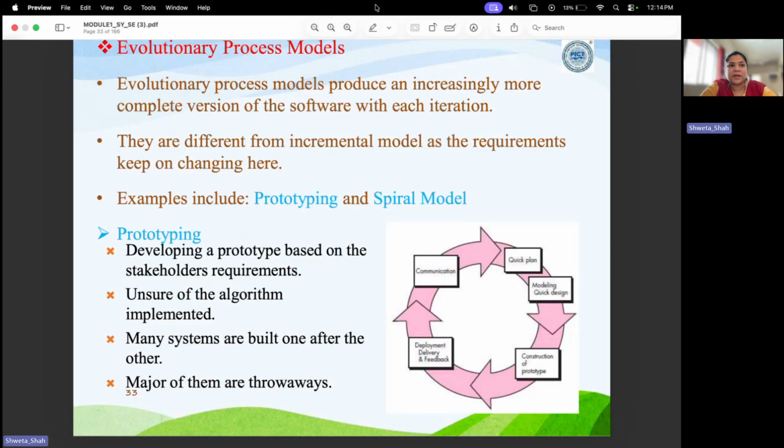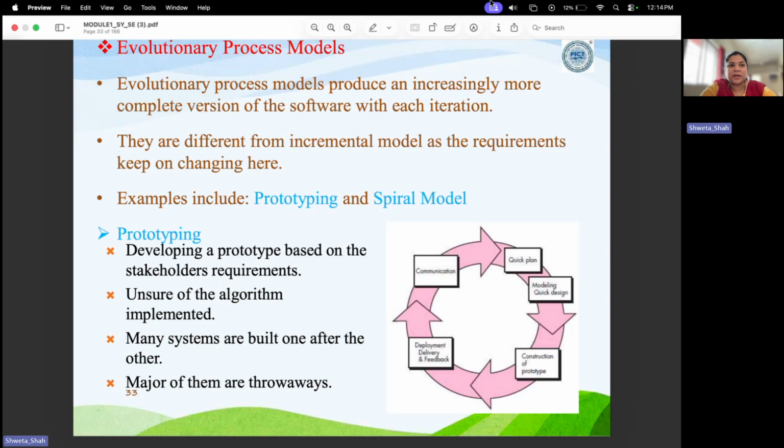The next one is the evolutionary process model. The evolutionary process model produces an increasingly more complete version of the software with each iteration. That means when one part of the incremental phase is completed, that is the iteration, then again we complete the next one. These are different forms of the incremental model, as requirements keep on changing here. Examples include prototyping and the spiral model.